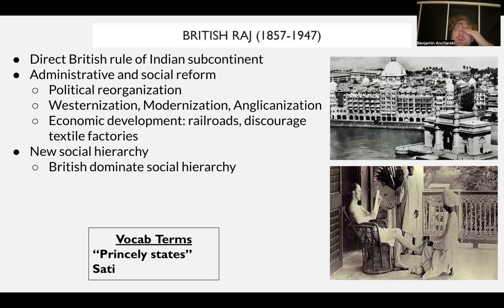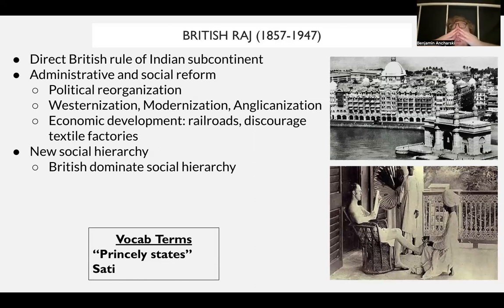So that's one way that the British are going to dominate the social hierarchy, but they're also going to actively encourage the adoption of British religion, of Anglicanism, I should say, of English as a language, of British social customs.